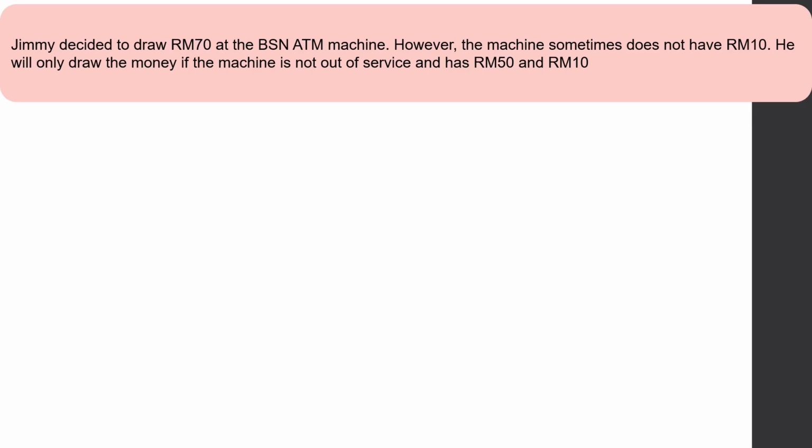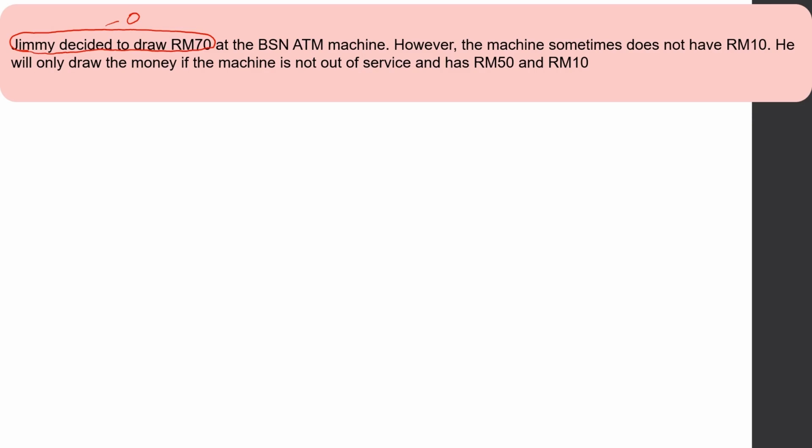Now the output statement is: Jimmy decided to draw 70 ringgit. So this is output. Next, however, the machine sometimes does not have 10 ringgit. So this statement is not related to any input or output. So move on to the next statement.